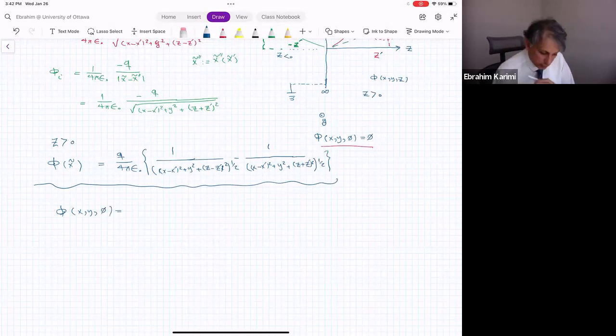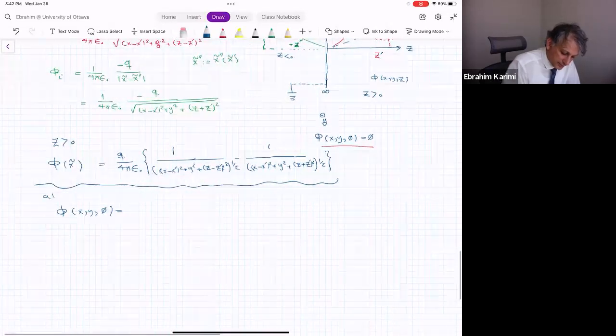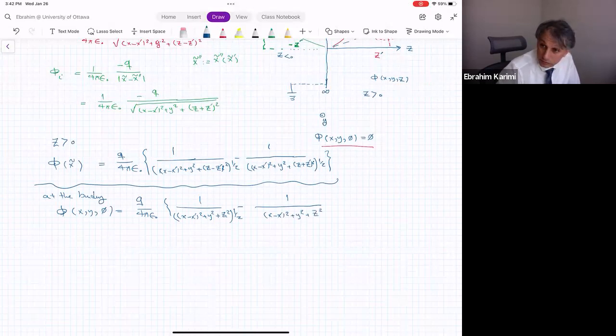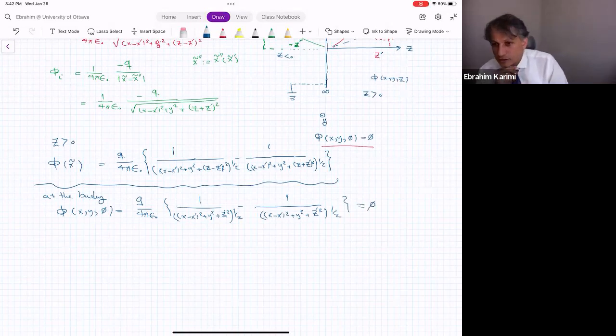By the way, before going there, we want to verify what is going on with the potential at the boundary. That will be q divided by 4 pi epsilon naught, times 1 divided by the square root of (x minus x prime) to the power of 2 plus y to the power of 2 plus z to the power of 2, minus 1 divided by the square root of (x minus x prime) to the power of 2 plus y to the power of 2 plus z prime to the power of 2, and that is equal to 0. So that potential satisfies the boundary condition, which is equal to 0.